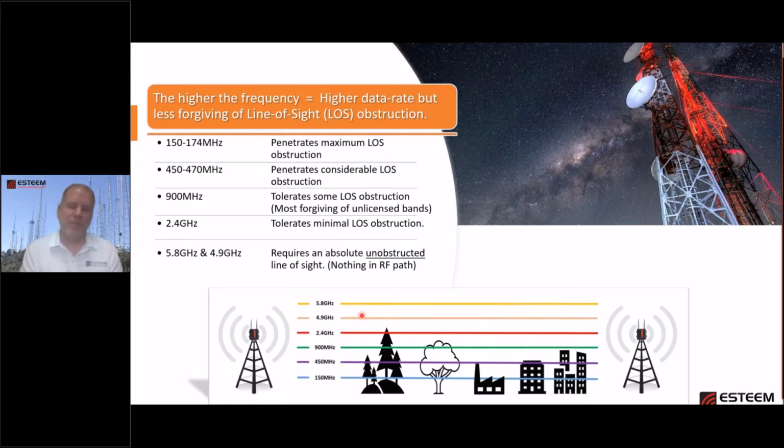And we get up into that 5.8 and 4.9 gigahertz up here. And this is absolutely dependent upon line of sight. Those antennas have got to be able to see each other. If not, what we're going to have is a loss of communication there.